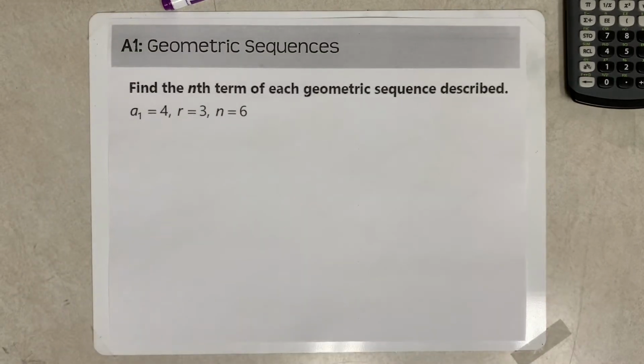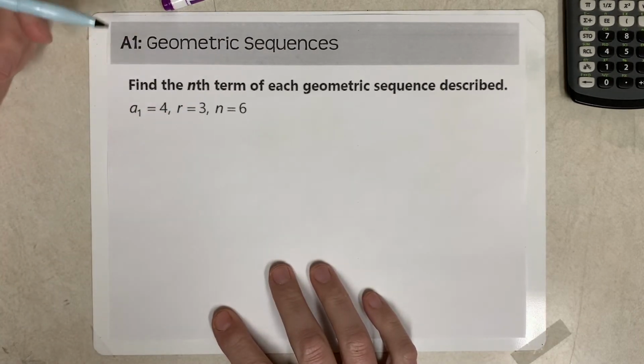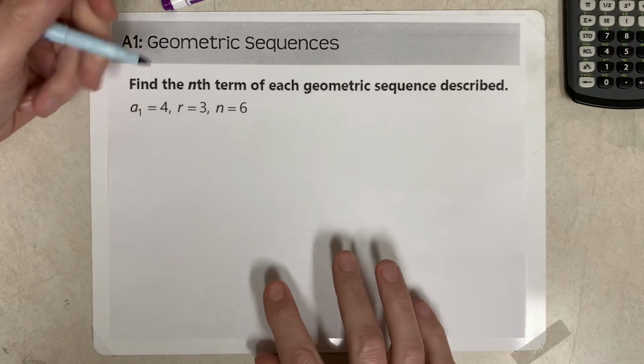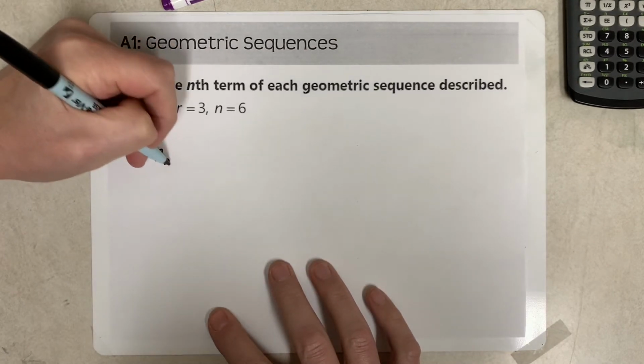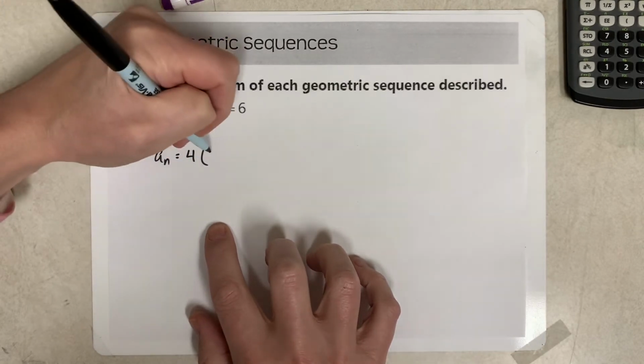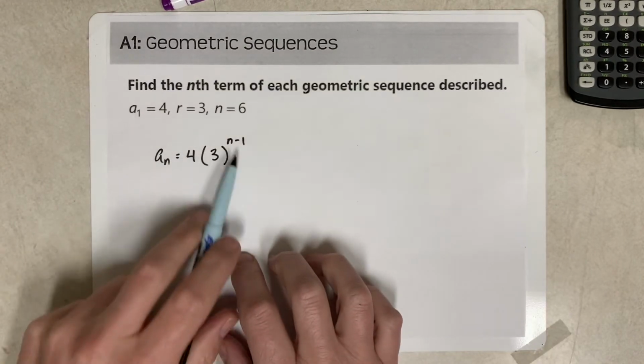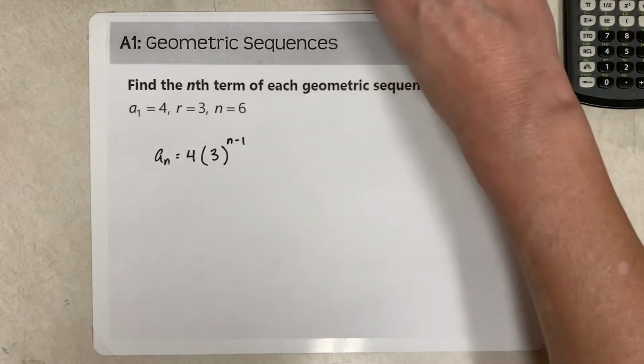All right, so now we have find the nth term of each geometric sequence described. These are a little bit tougher. Let's see if we can work these out. Let's see, we've got a sub 1 is 4, r is 3, and n is 6. So our formula then is going to be a sub n is equal to 4 times 3, common ratio, to the n minus 1. And we want to figure out what this is when n is 6.